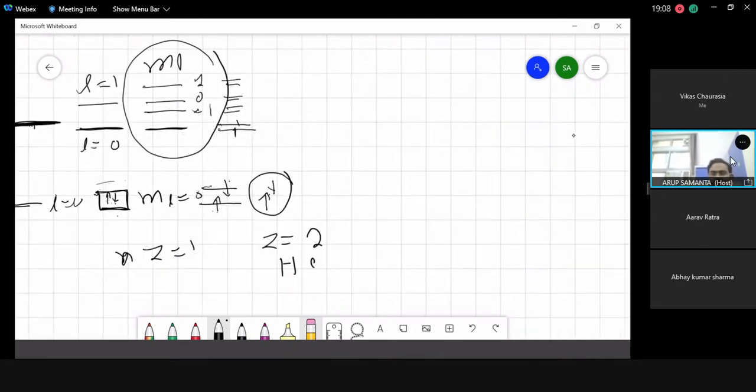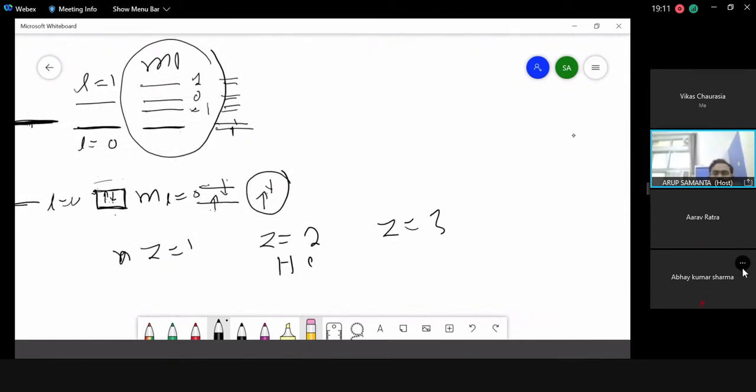If Z is 3, then 2 electrons go here, and the other electron will reach the next level, which is 2s.